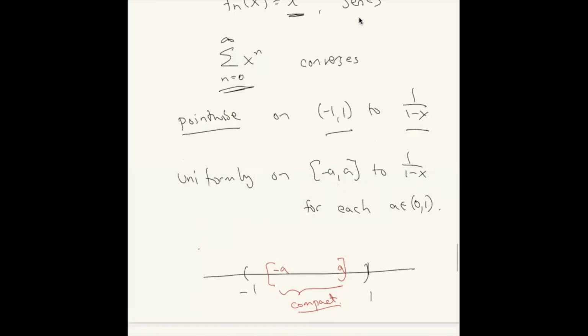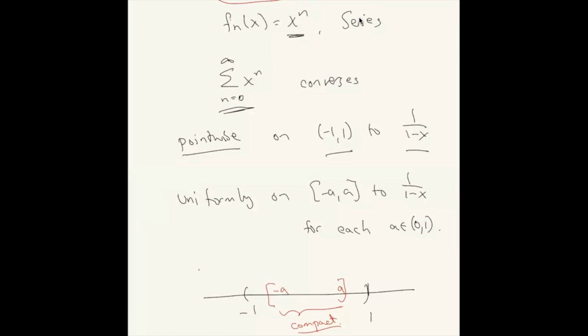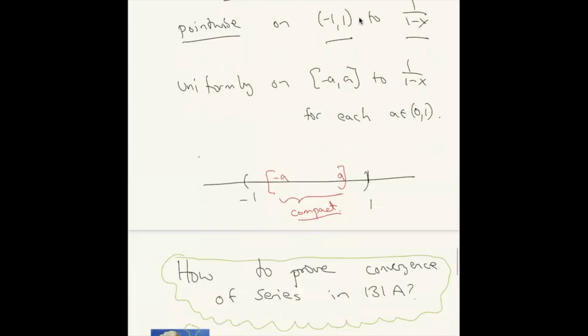Okay, so one way of thinking about these series is that it is just like 131A, but you have a variable here that you can plug in different values. So in this case, if you plug in a value between -1 and 1, you do get convergence to 1 over 1 minus x. And you get that the convergence rate does not depend on x as long as you avoid the endpoints here.